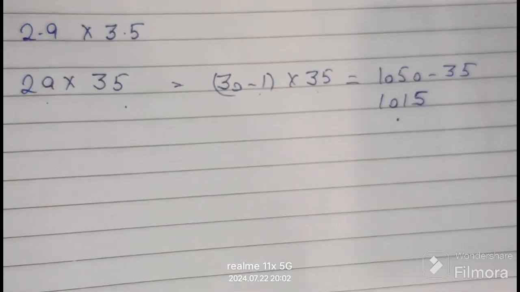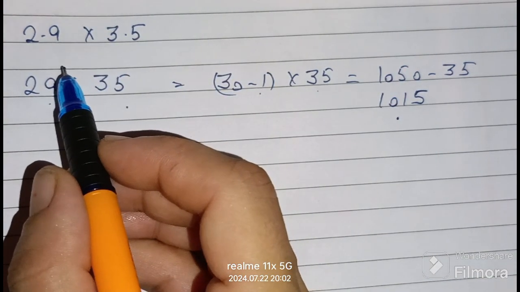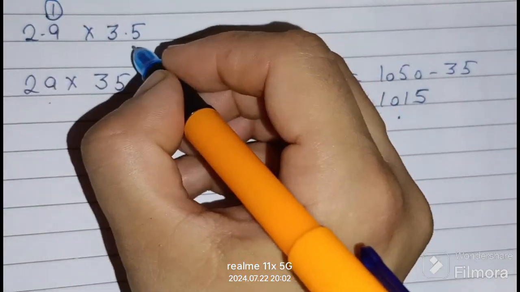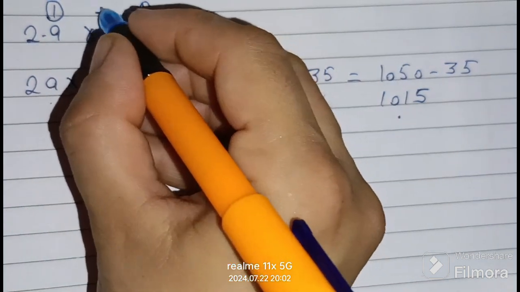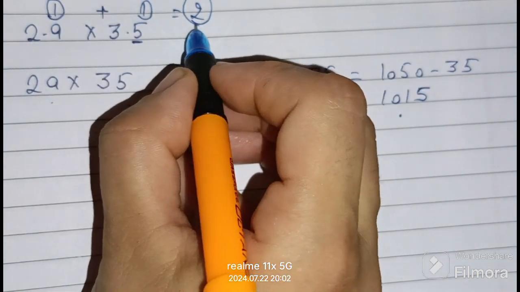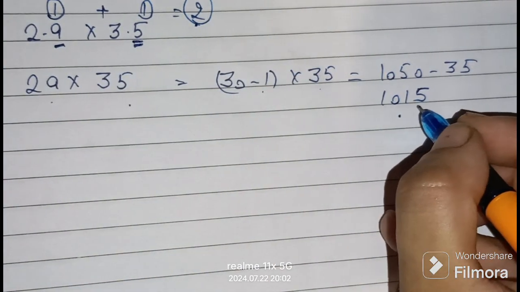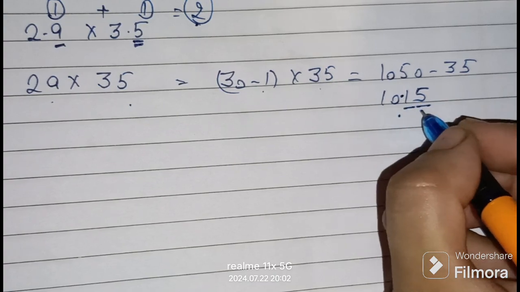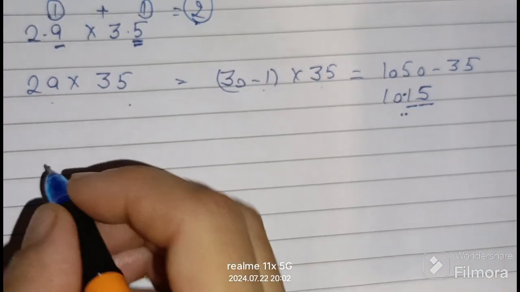So the product of 29 and 35 is 1015. So now how do I put the decimal point? I just have to count the number of digits after the decimal point. There is one digit after the decimal point, and there is also one digit after the decimal point. So 1 plus 1 is 2. So there are a total of 2 digits after the decimal point. One is here and one is here. So I have to make sure that there are 2 digits after the decimal point. Let's take one more example.